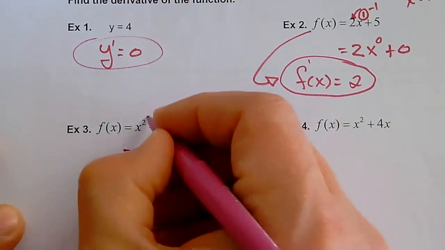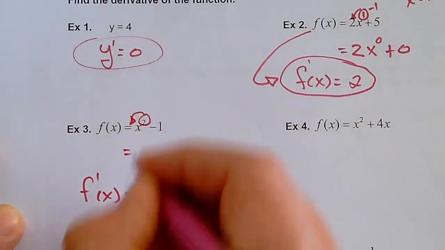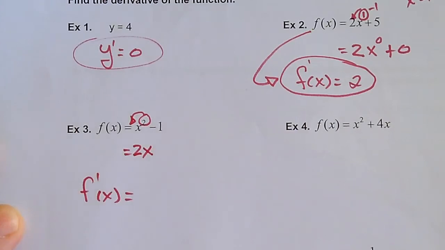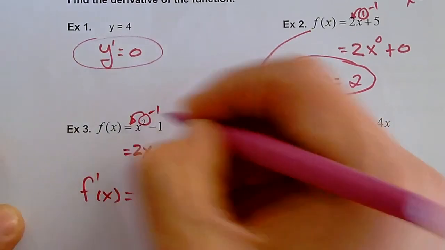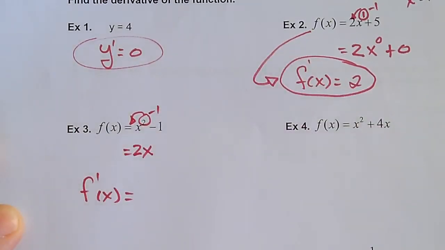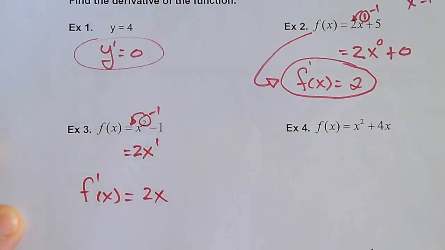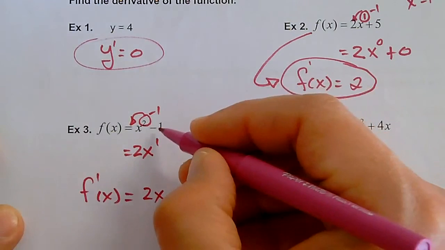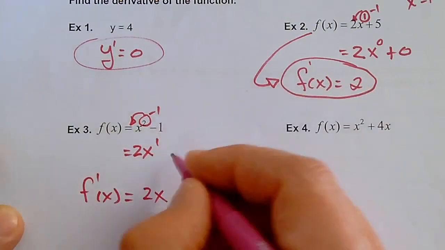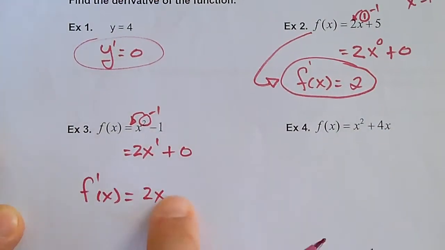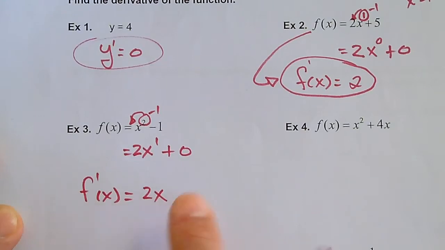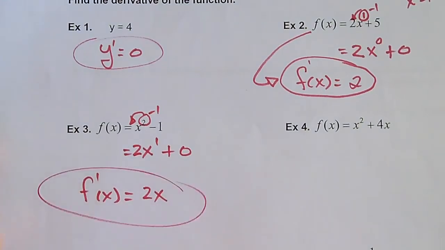So as we take a look, I take this exponent and bring it down. So I have 2 times x, and then I subtract 1 from the top. So that's 2x to the first, or 2x. And then I have -1. What's the derivative of -1? 0. So 2x to the first plus 0 is just 2x. And I'm done.